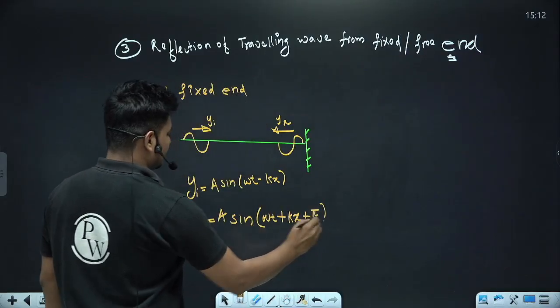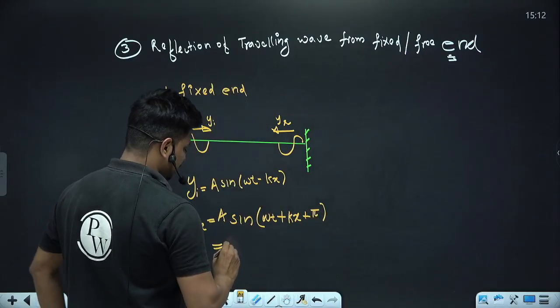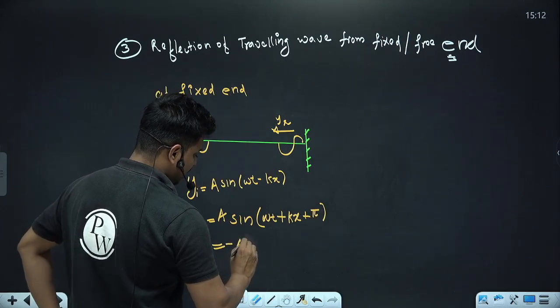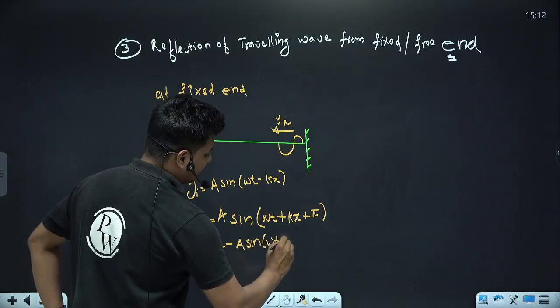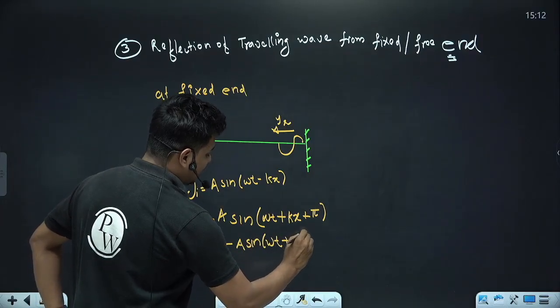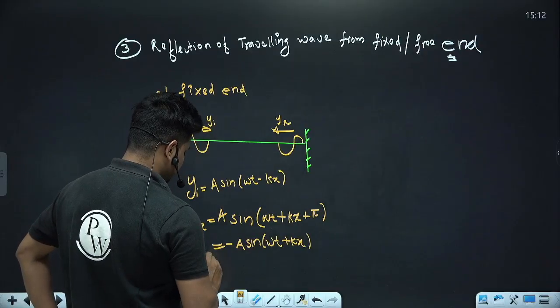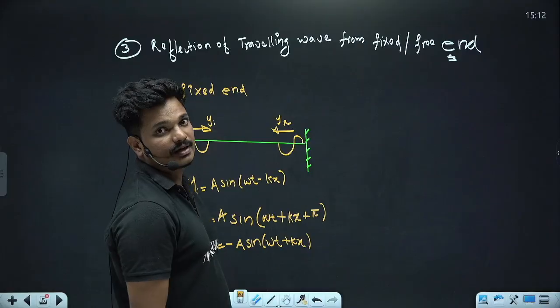or we can just apply the trigonometric operation, and finally we get minus a sin(ωt + kx). This is the reflected wave expression.